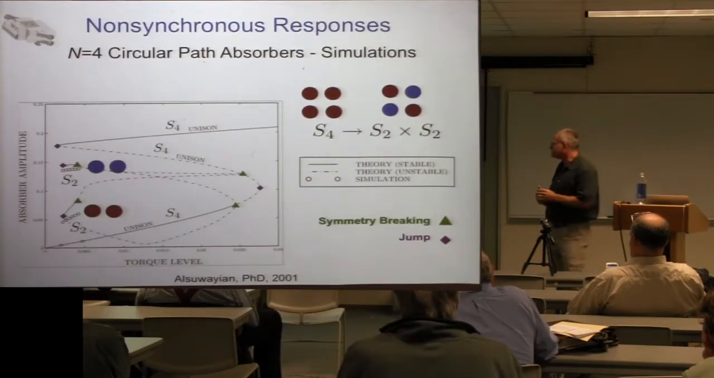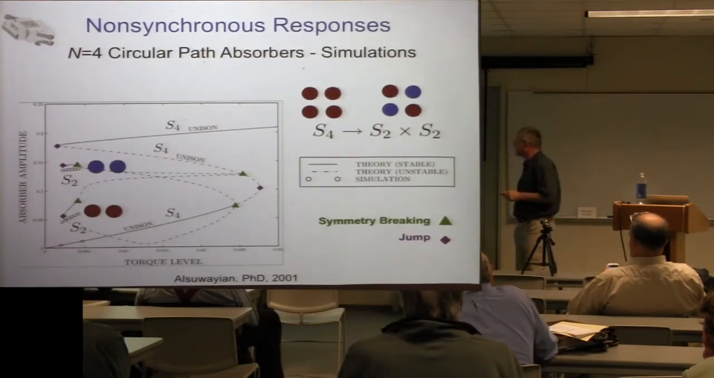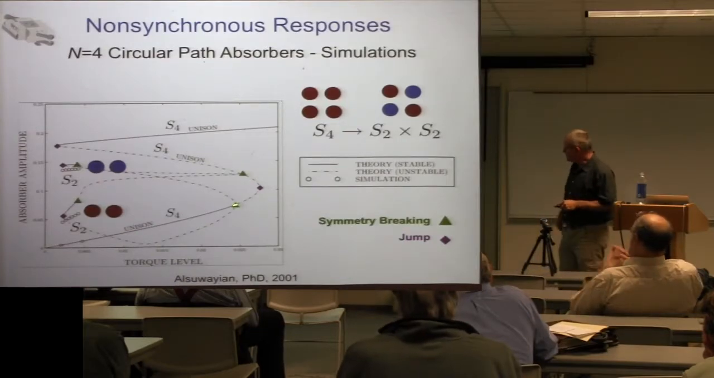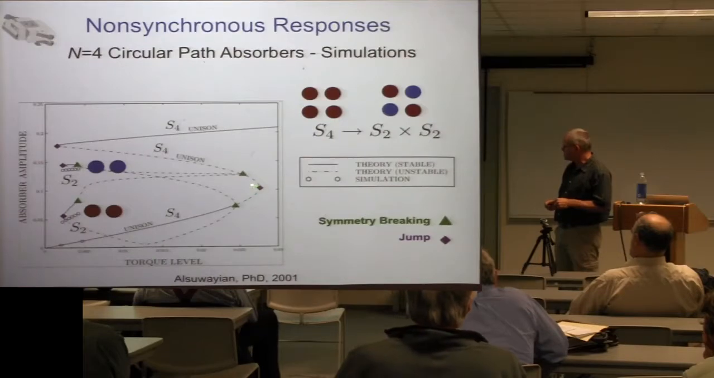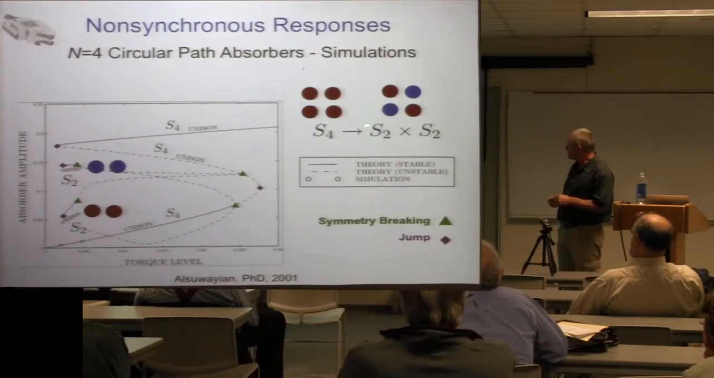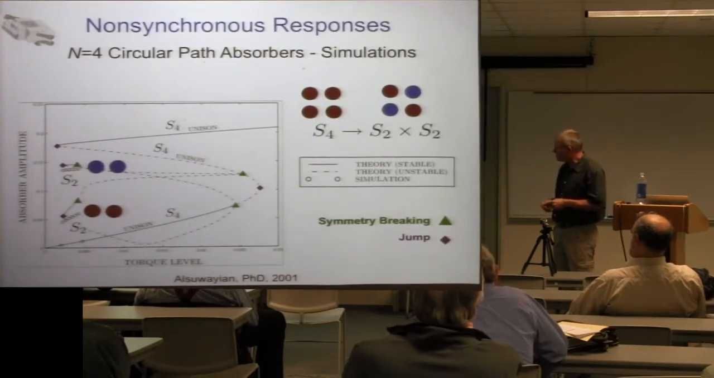Results from averaging. This is for 4 circular path absorbers. These green triangles are symmetry breaking. These purple diamonds are jump bifurcations. And what I'm showing right here are the S2 cross S2. I'm going to show you more, but this is enough for one diagram.